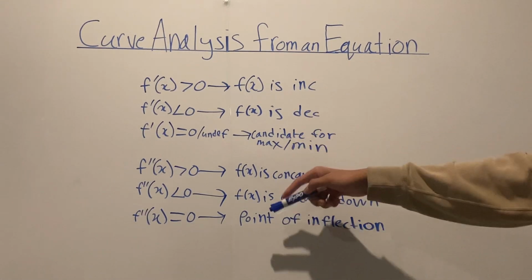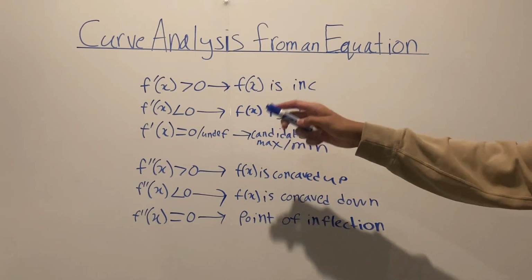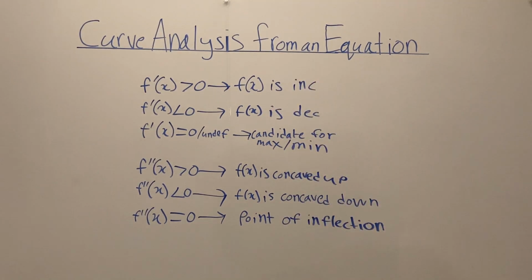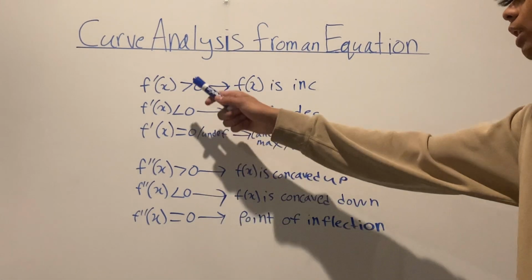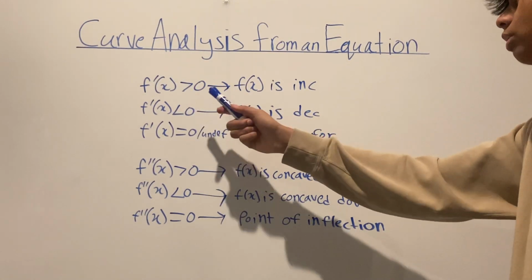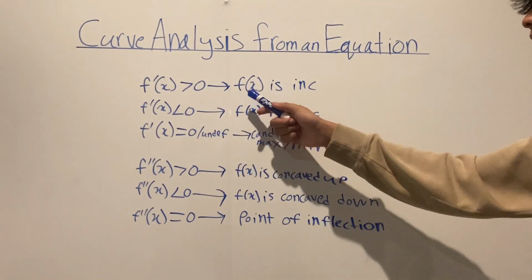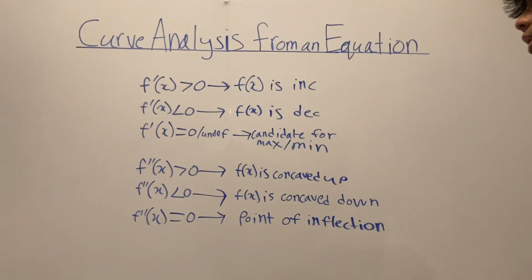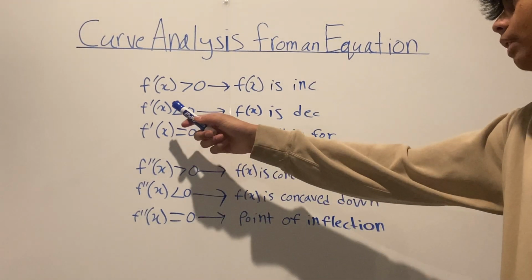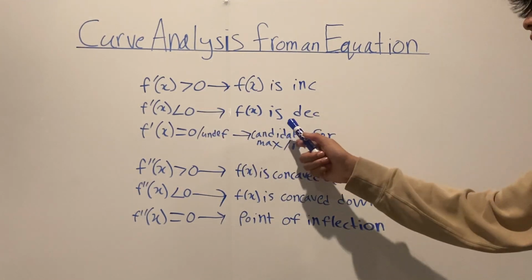So this is the information you're going to want to know to analyze a curve or find the behavior of a curve in certain intervals. So the first thing is, if f prime of x, and f prime of x basically means the first derivative of f of x, is greater than 0, then f of x, the original function, is increasing. Now if f prime of x, vice versa, is less than 0, then f of x is decreasing.